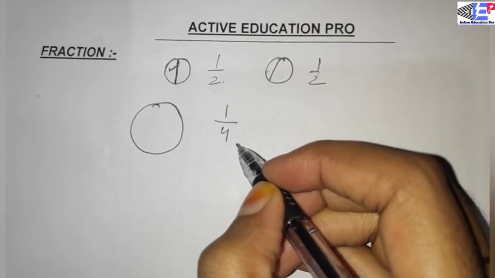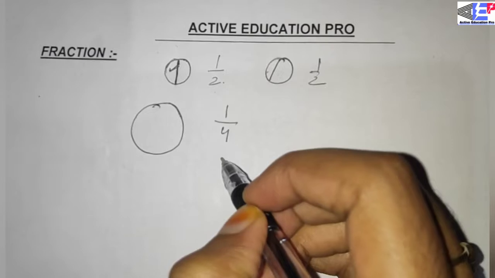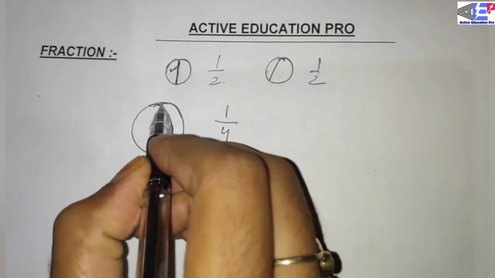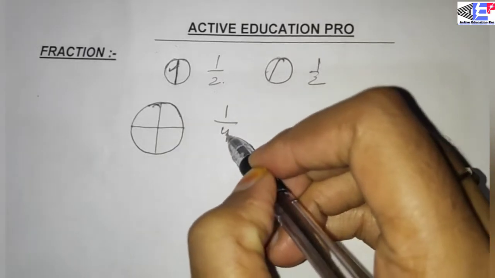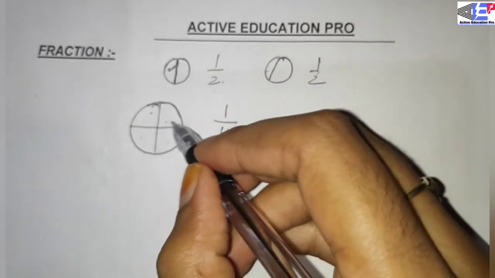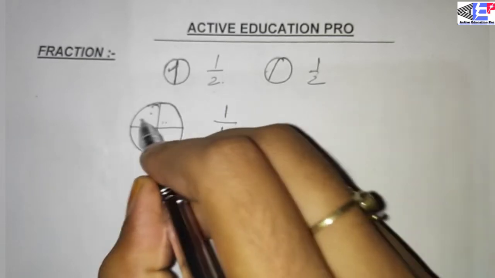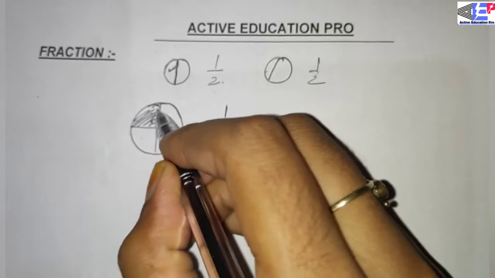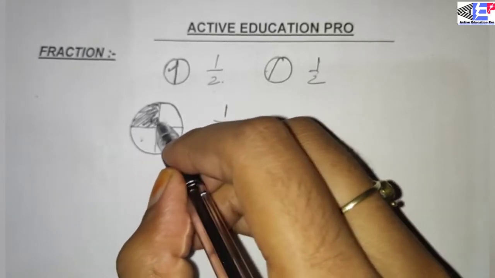And denominator means you have to divide this whole into 4 equal parts. So 1 by 4 means 4 equal parts. Denominator is 4 means you have to divide this circle, this whole, into 4 equal parts, and 1 is the numerator. So you have to shade one part from these 4. There are 4 parts and one part is shaded.